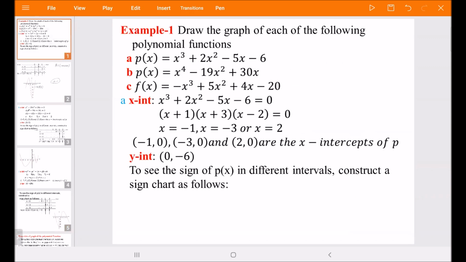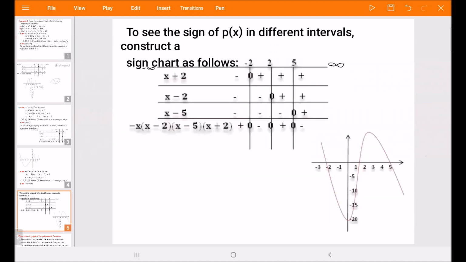The degree of this is 3. Therefore, it can have 2, 1. Oh, here, this is by mistake, minus x. So negative of x minus 2, x minus 5, x plus 2. There is no need to write x. So the graph of this polynomial looks like this one. And we're done. We sketch the graph of this polynomial.